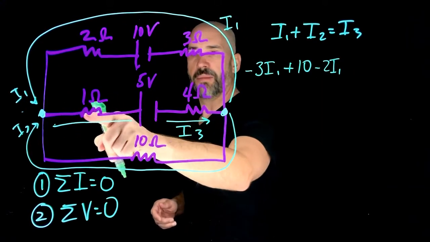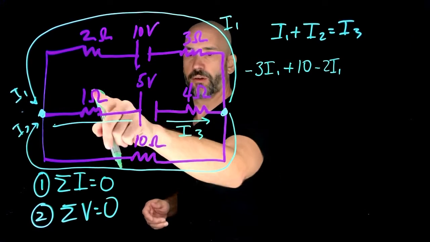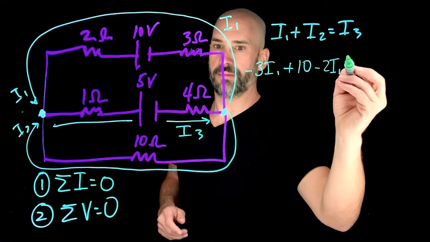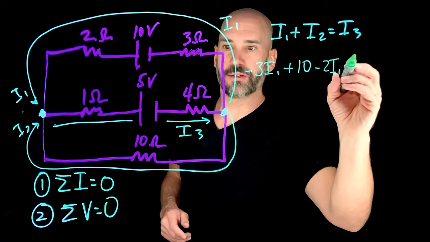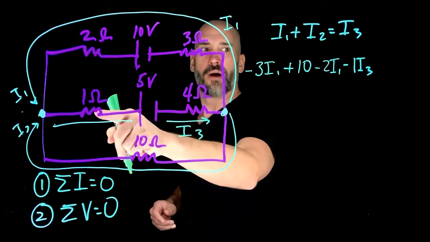I get here. Am I going in the same direction as the current that I set? Yes. I3 is this way. So that's going to be 1I3, so that's minus 1I3. Okay? March, march, march.